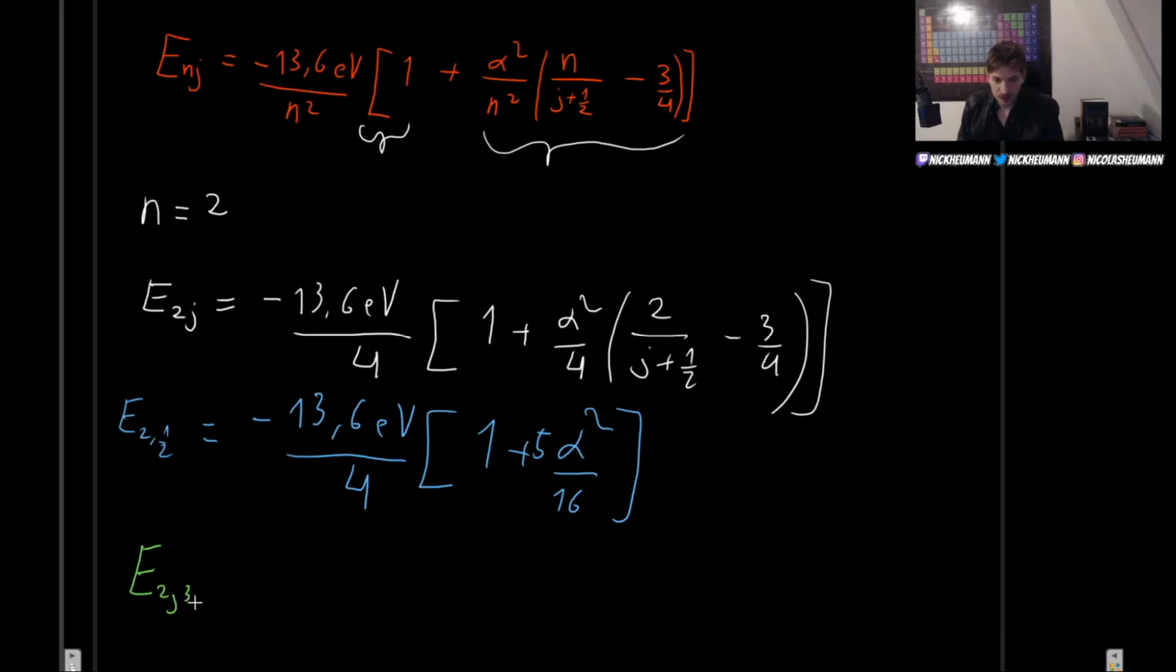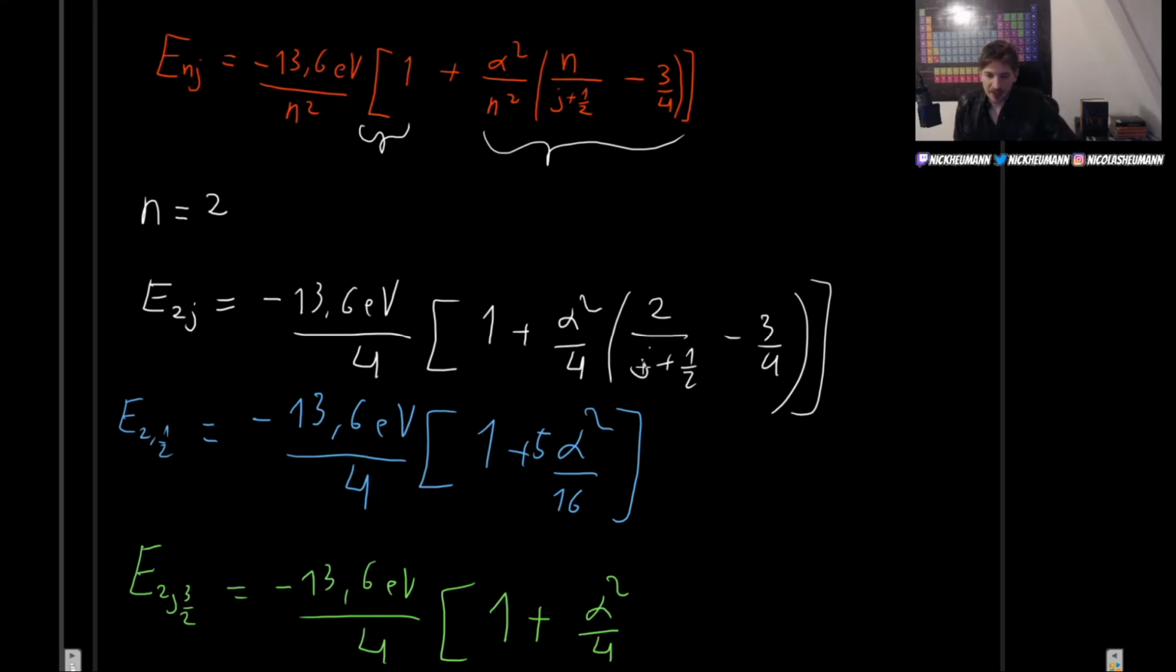So 2, 3/2. We will have the same minus 13.6 electron volts over 4, 1 plus alpha squared over 4. And this time, when we get 3/2, we will get down here 2. So we get 2 divided by 2, which is 1, minus 3 over 4. And this thing is simply 1 over 4. So we get 1 over 4 times alpha squared over 4, which is going to be alpha squared over 16. So these are our two possible energy levels to which the Zeeman effect will be added onto.